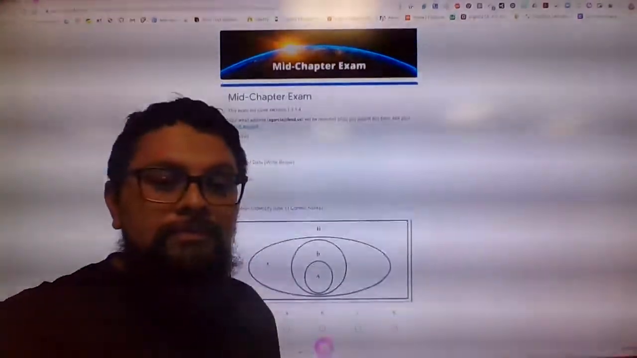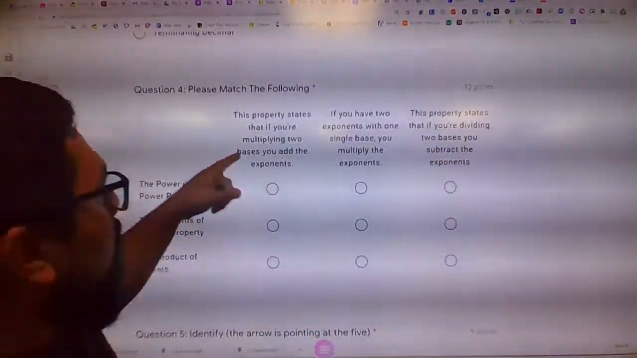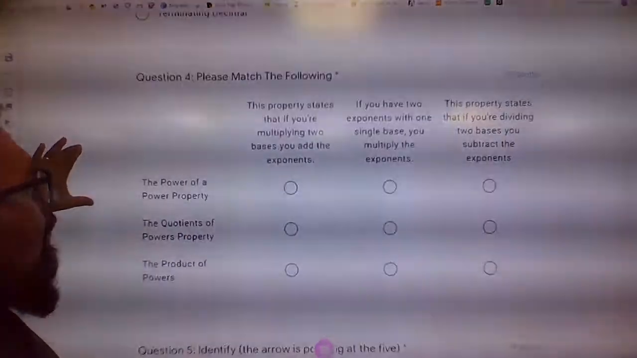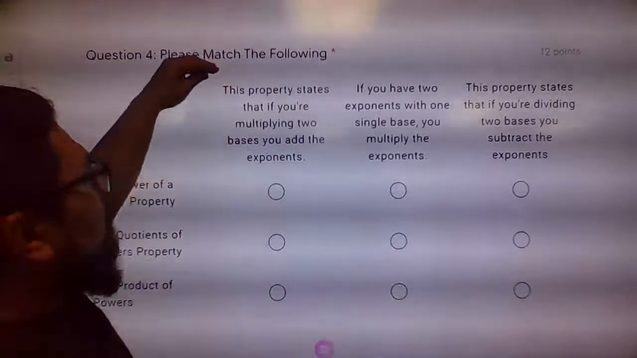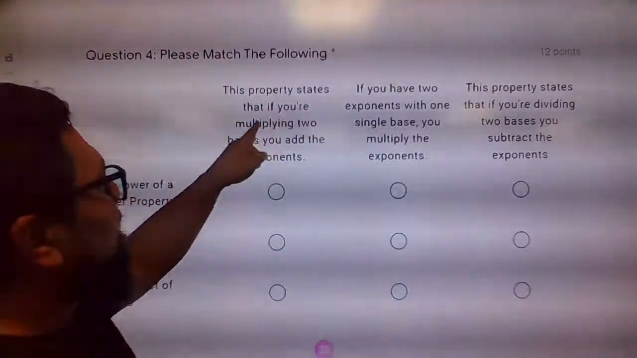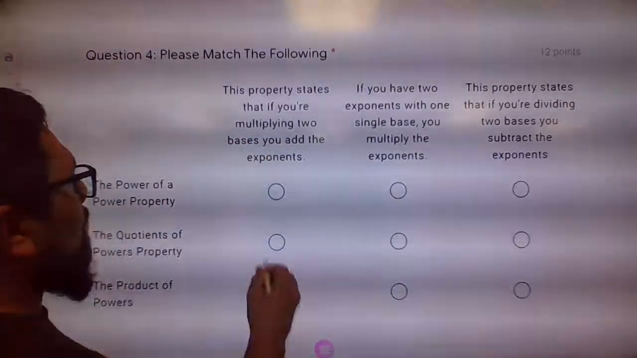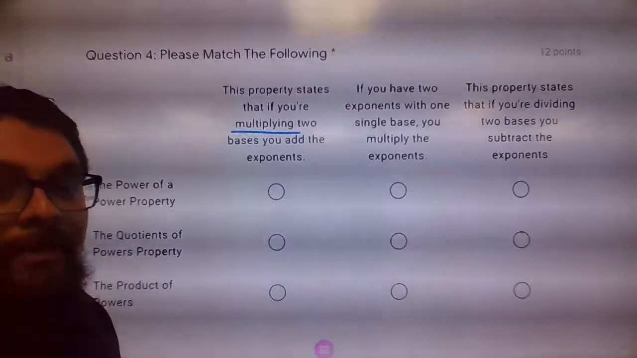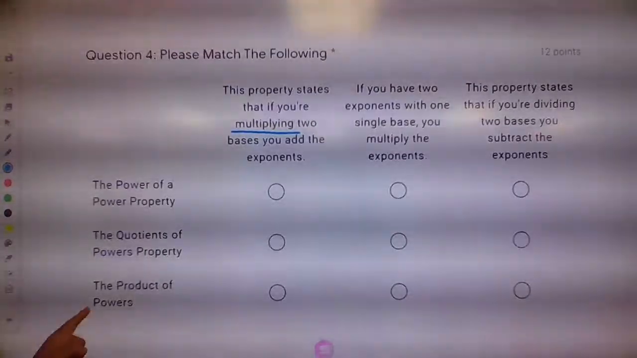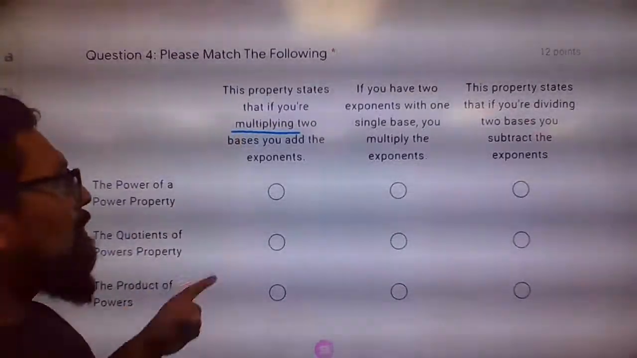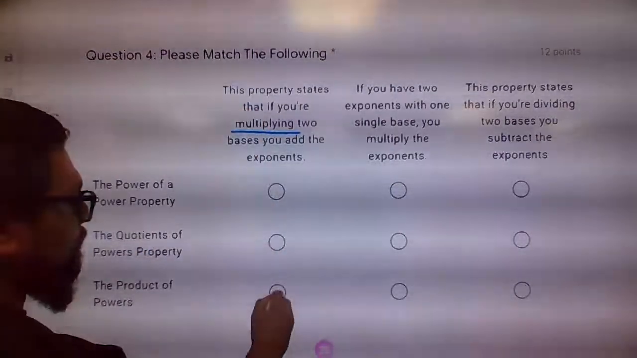Here's the first question we're going to go over. This was a 12-point question, question number 4, and you were supposed to match these. The first one says this property states that if you're multiplying two bases, you add the exponents. You're multiplying, so it's the product of powers. Anytime you multiply something, you get the product. So when you multiply them, you add the exponents, and this answer is that one.